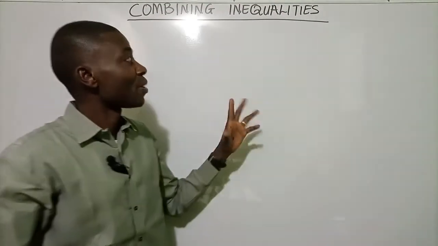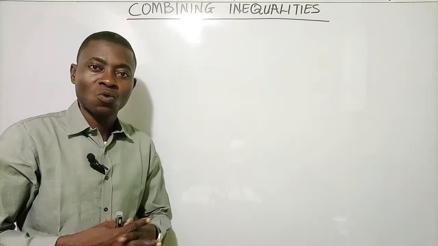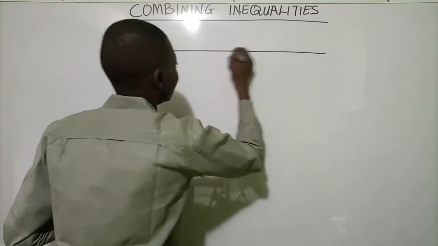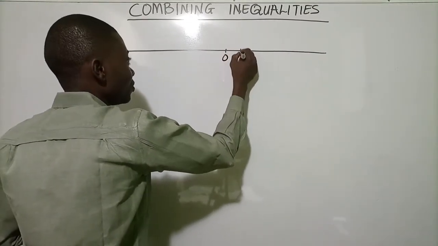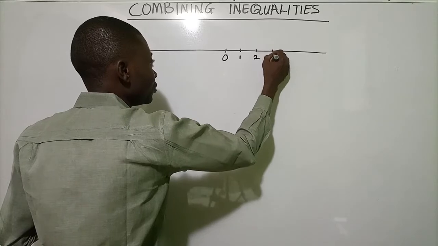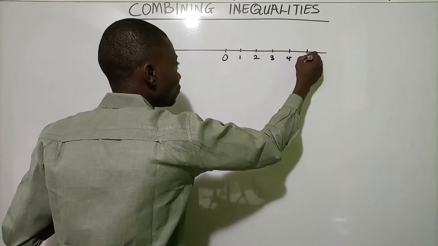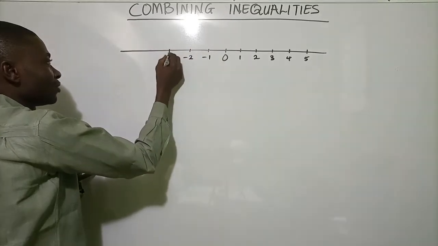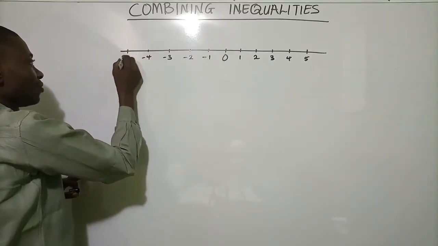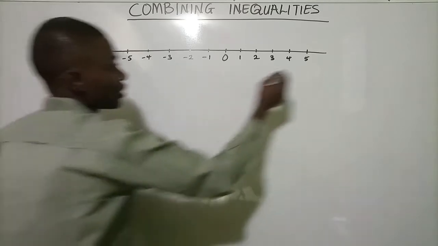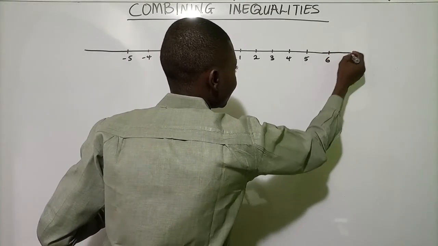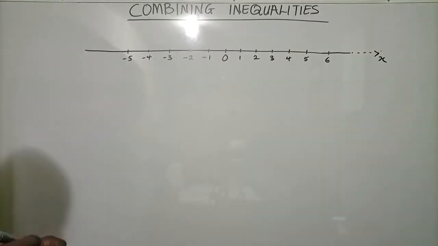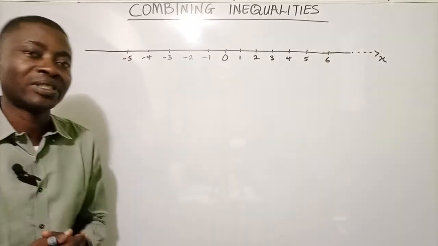Today we'll be talking about how we combine inequalities. For instance, we have a number line like this. This is of course 0. We have 1, 2, 3, 4, 5, and then let's say we have -1 here, -2, -3, -4, -5. It continues that way. So we have 6, we have x, like that. Now we want to find out how we combine inequalities.